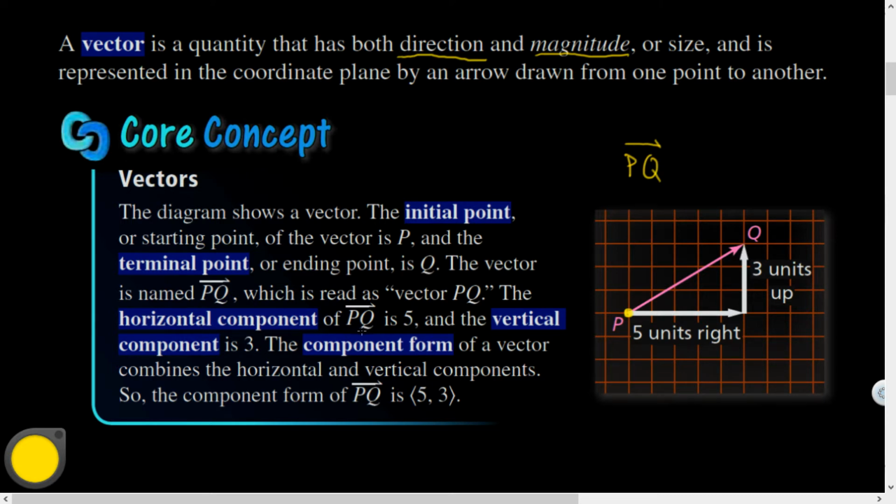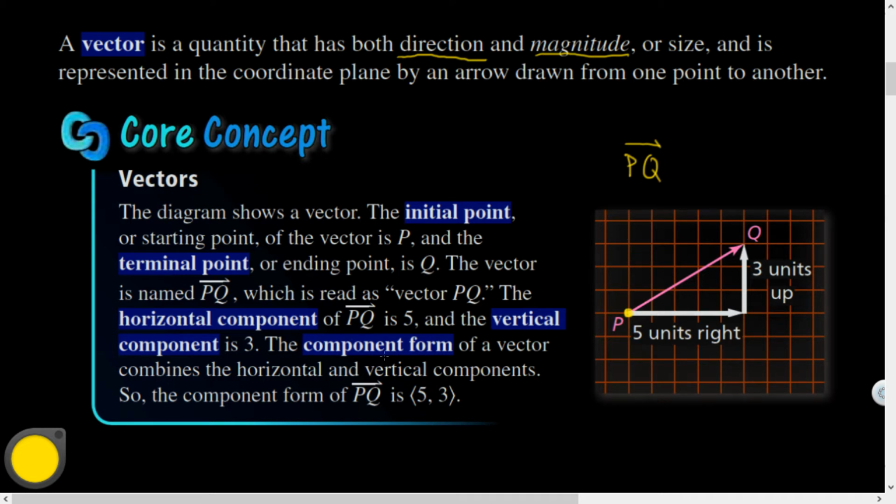So the horizontal component for PQ is 5 units to the right. The vertical component is 3 units up. And whether I did vertical and then horizontal, or horizontal and then vertical, it won't matter either way. Notice it ends up at exactly the same point regardless. So that's what we'd end up having.